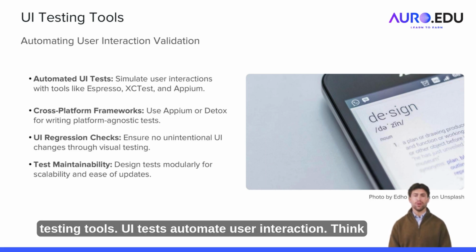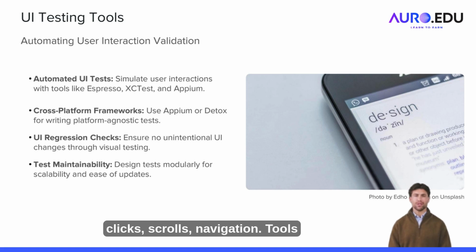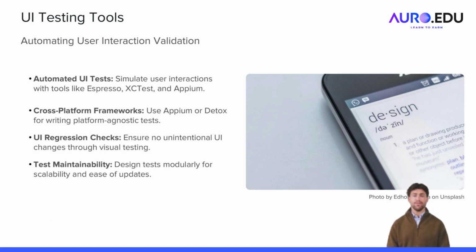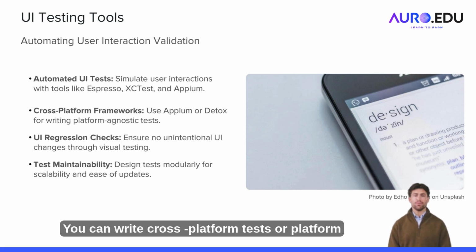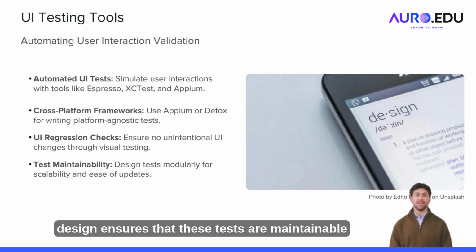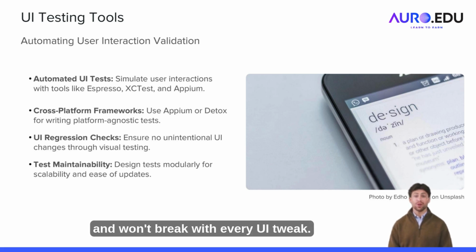UI testing tools. UI tests automate user interaction. Think clicks, scrolls, and navigation. Tools like Appium and Espresso simulate these actions. You can write cross-platform tests or platform-specific ones. Modular test design ensures that these tests are maintainable and won't break with every UI tweak.